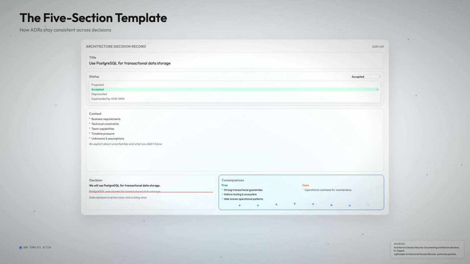Decision, the choice you made, stated in active voice. Write, we will use X, not X was chosen. Consequences, both the good and the bad. What gets easier? What gets harder? What new constraints does this create?